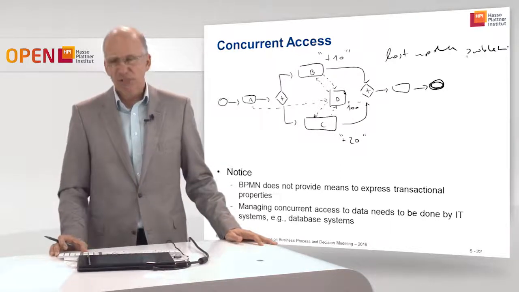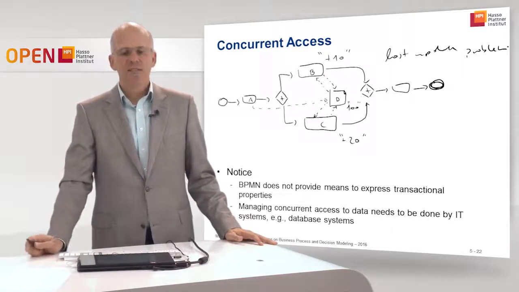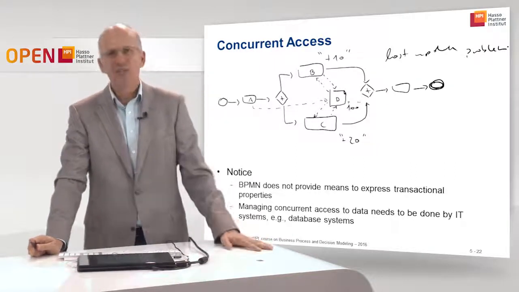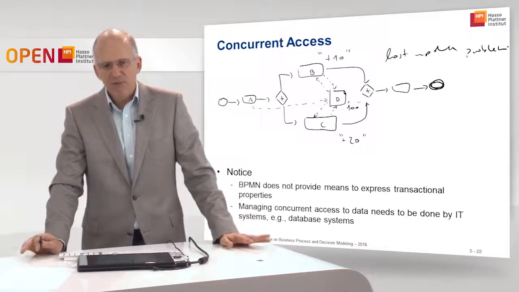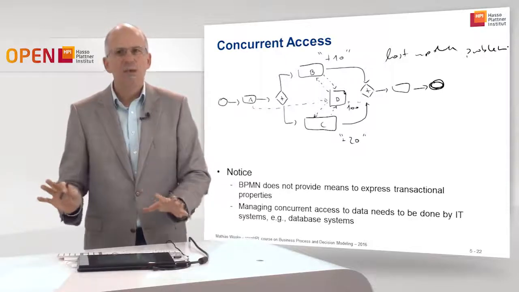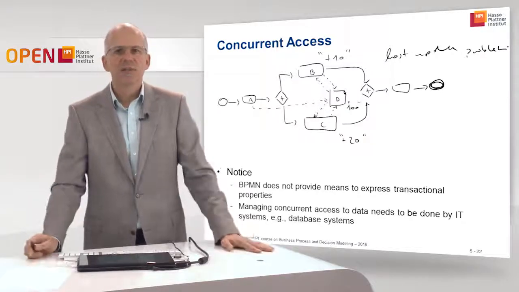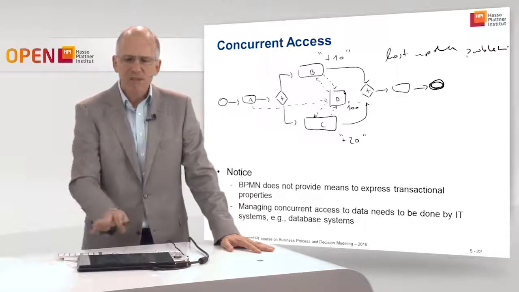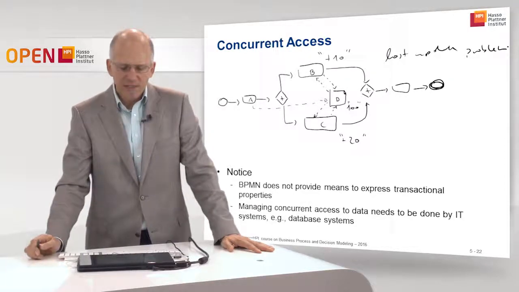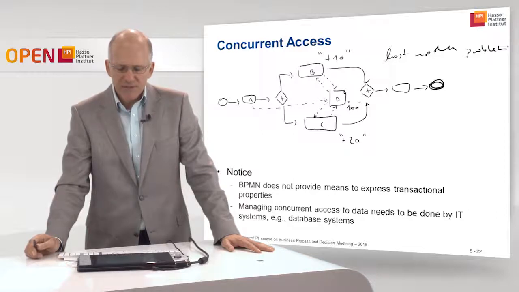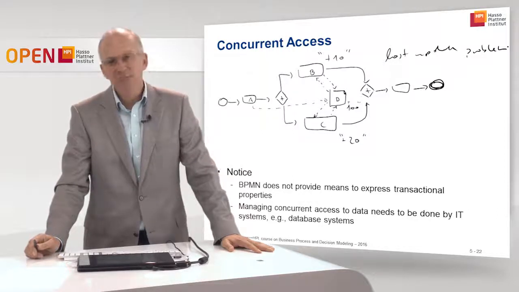In relation to BPMN, I discussed this with you because BPMN does not provide any means to express transactional properties. There is something called transactional spheres. We leave that out because, in my opinion, these transactional aspects are not very well specified. But with the normal constructs that we have been looking at so far, we cannot express transactional properties. Managing concurrent access to data needs to be done by IT systems, for instance, database systems.